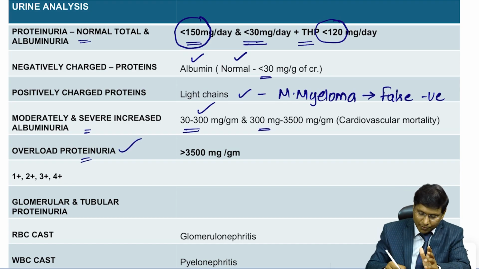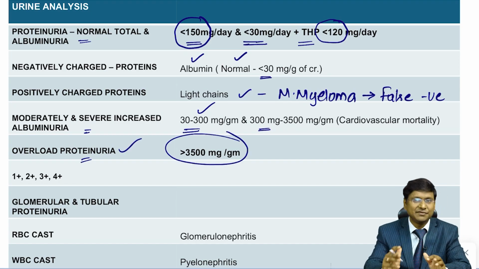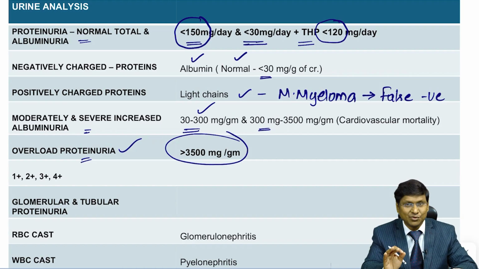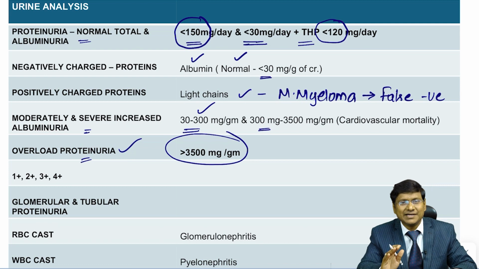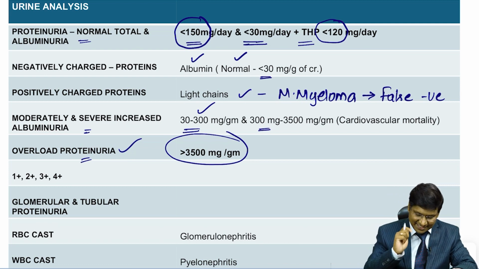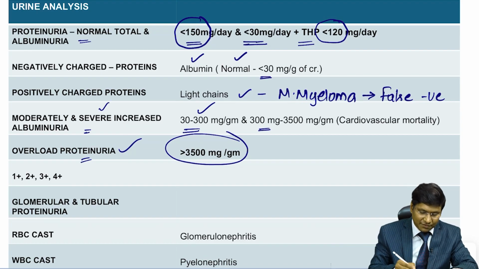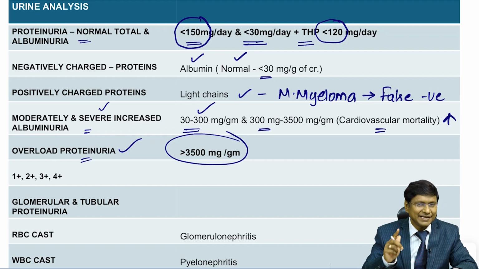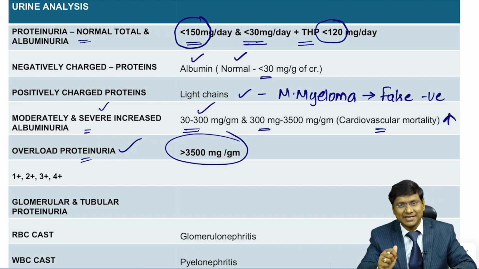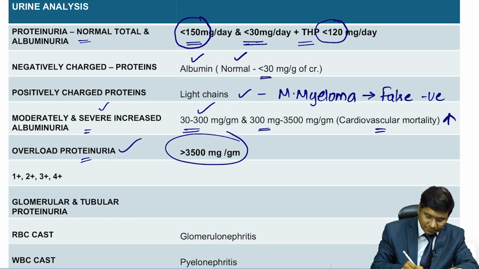Whereas overload proteinuria is when the quantity of protein being excreted is more than 300 milligrams per gram of creatinine. Now, what are the conditions where you will have moderately increased albuminuria? And please remember, in the presence of moderately increased albuminuria or severely increased albuminuria, the individual is at increased risk of cardiovascular mortality, right? The individual is at increased risk of cardiovascular mortality.